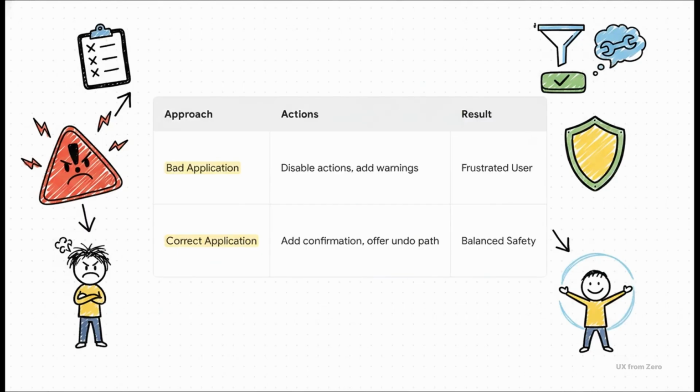Now, a bad checklist-driven approach might make you disable everything and just spam the user with warnings. I mean, sure, it prevents errors, but wow, is it frustrating. The correct application uses the heuristic as a filter. It prompts you to ask better questions, like, how bad is this error? Can we undo it? And that leads to a much more balanced solution, like a really clear confirmation step or an easy way to get help if things go wrong.